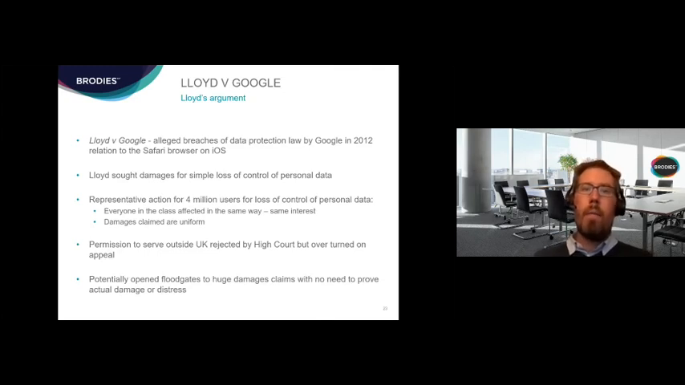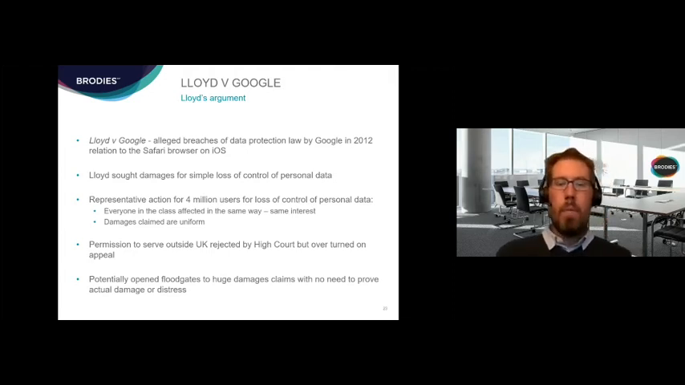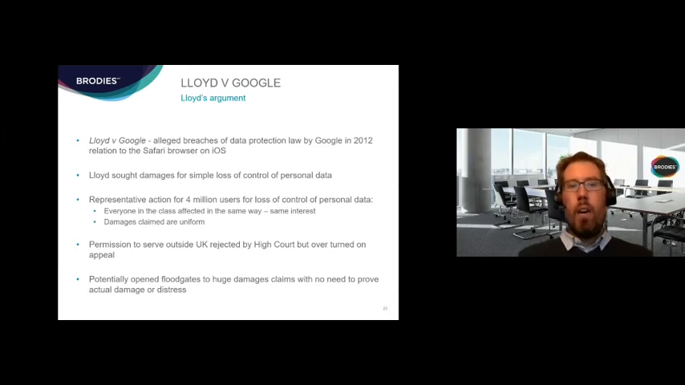So this is all about breaches of data protection law in relation to the Safari browser back in about 2012, where Google allegedly introduced a workaround to deal with restrictions on cookies and tracking. And what Mr. Lloyd was seeking was damages simply for the loss of control of his personal data. So it wasn't that he'd actually suffered any loss or damage, but just the simple fact that his data was being used in a way that he had no control over. He should get damages for that. And the representative action was on potentially for up to 4 million users, every one of whom had been affected in the same way. So they've all got the same interest. And he was saying they've all suffered uniform damages.